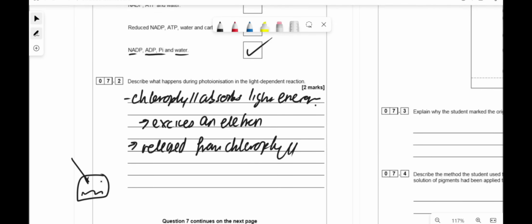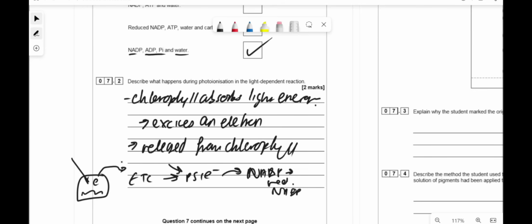So there you go. Describe what happens during photoionization in the light-dependent reaction. So what happens is chlorophyll absorbs light energy, and what this does is excite an electron, which is then released from the chlorophyll. So just as a quick summary, you've got light shining on chlorophyll and electrons released. It moves down the electron transport chain to photosystem 1, which then more light is shone on, and it's excited to an even higher level, and it's passed on to NADP to produce reduced NADP.